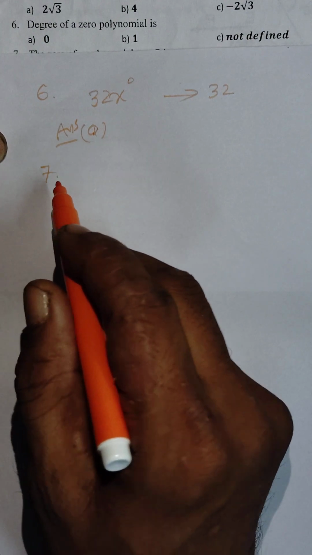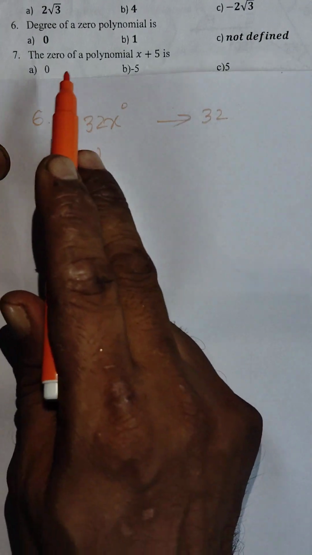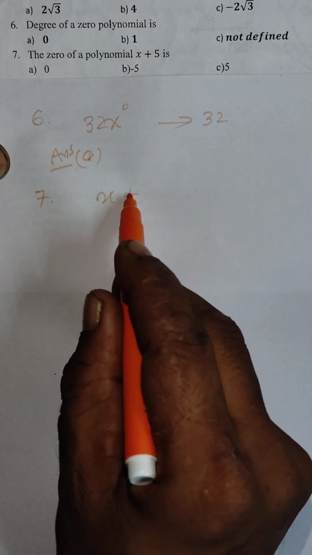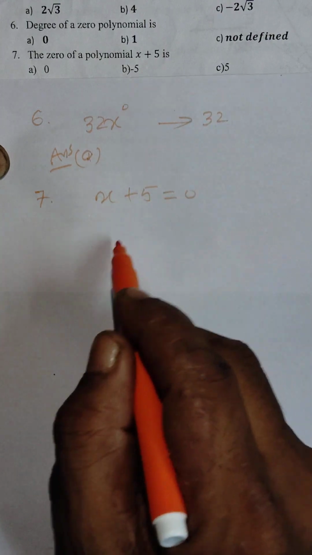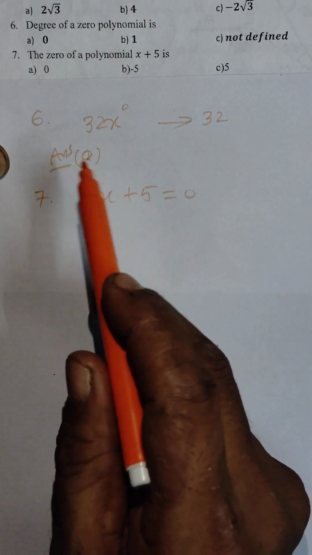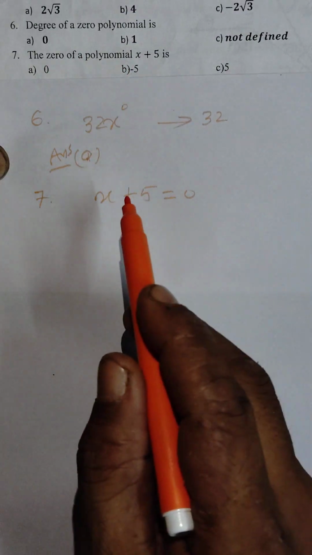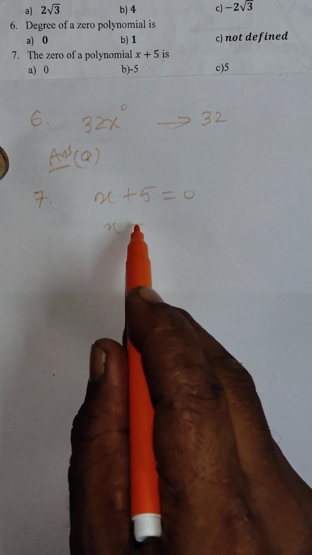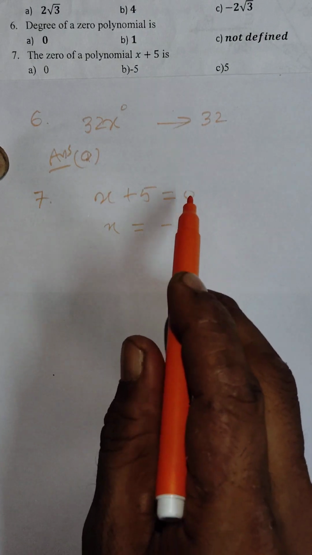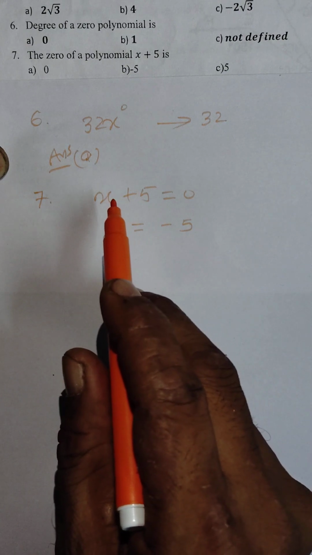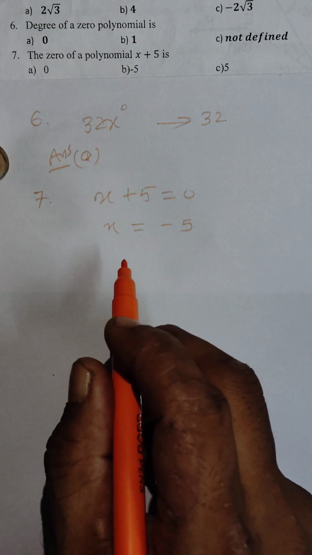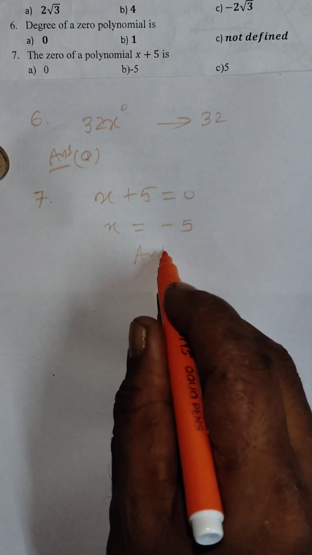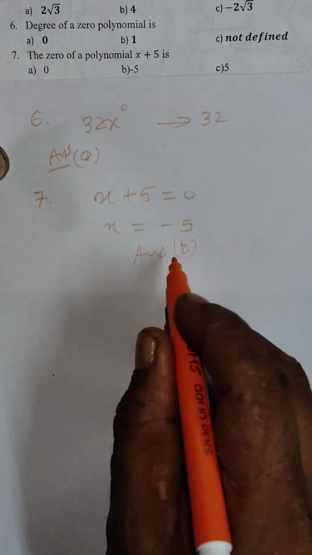Next, come to the 7th question. Question 7 is: the zero of the polynomial x plus 5. So x plus 5 is given. What we do is put x plus 5 equal to 0. Why? Because we are finding the zero of the polynomial. So we equate x plus 5 equal to 0. Now subtracting 5 from both sides, we get x equal to minus 5. 0 minus 5 is minus 5, and on the left side x plus 5 minus 5 gives us x. So x equal to minus 5 is the answer. Minus 5 is given in B option. So the answer of this question is B, minus 5.